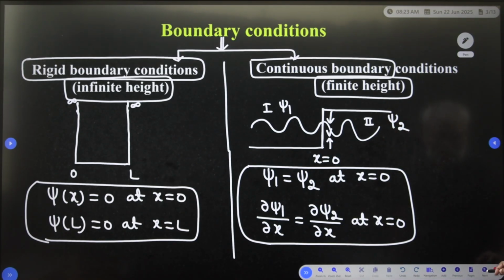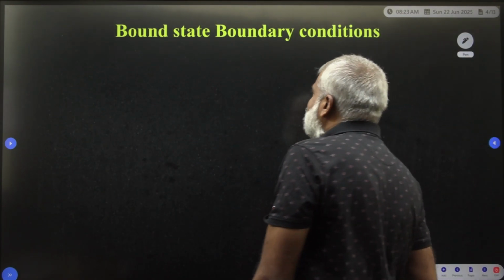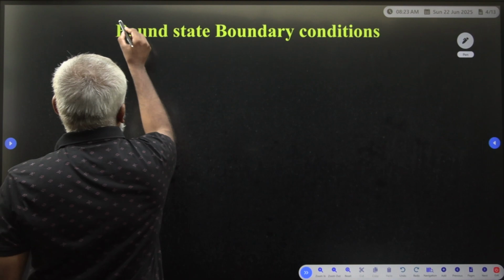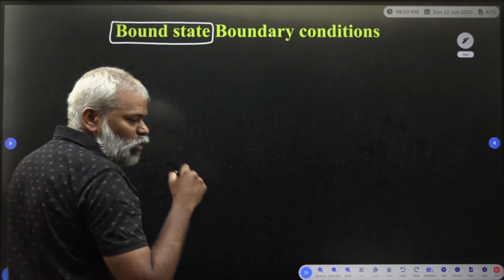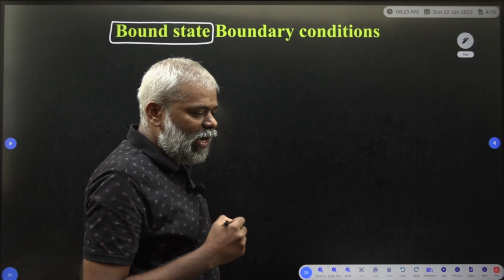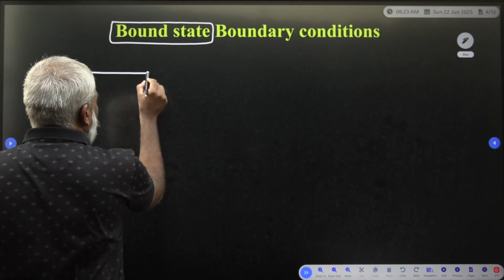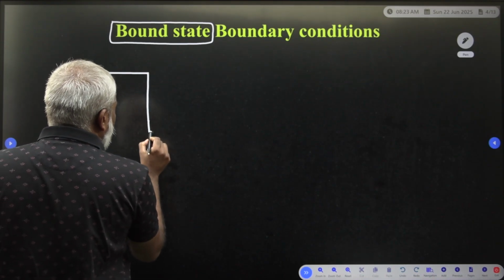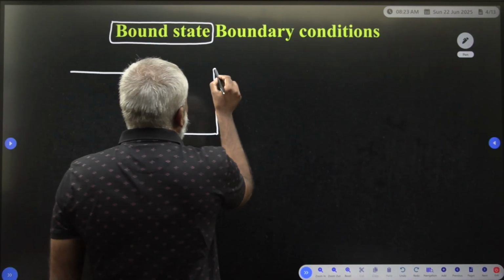Not only that, we have to take one more boundary condition, that is a bound state boundary condition. So for a bound state, there is a boundary condition. What is the bound state you have to take? There is a potential barrier, so this is the potential barrier you have to take.